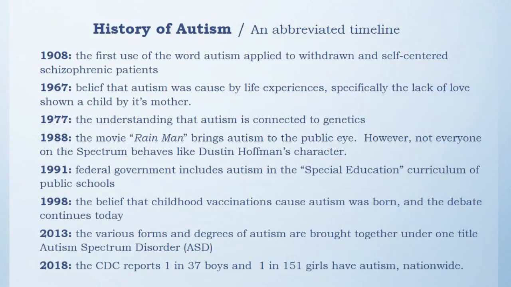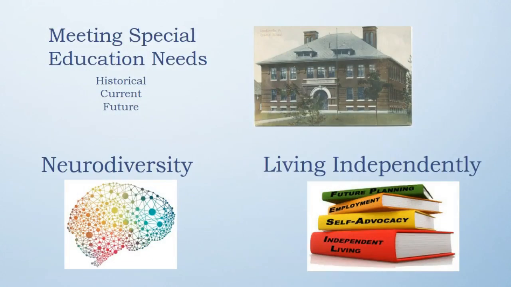Here is an abbreviated timeline for discovery, acceptance, and increasing occurrence of ASD. I'll let you take a look at that for a second or two. You will see that medical and social thoughts about ASD have evolved. We'll look at that process and how social innovation in education will continue to evolve in the future.